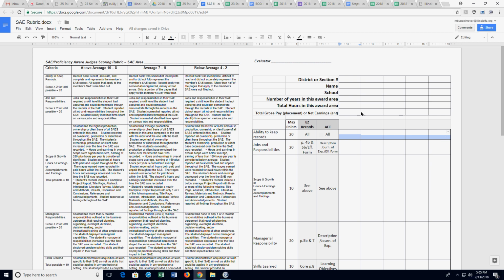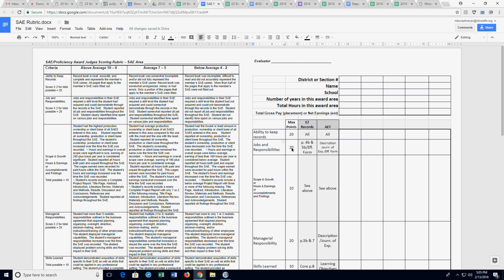Ability to keep records, you are judging their accuracy, neatness, representing the entire SAE, and using all the pages that apply to the member's SAE. The more they do that, the better they do that, the better they will score.